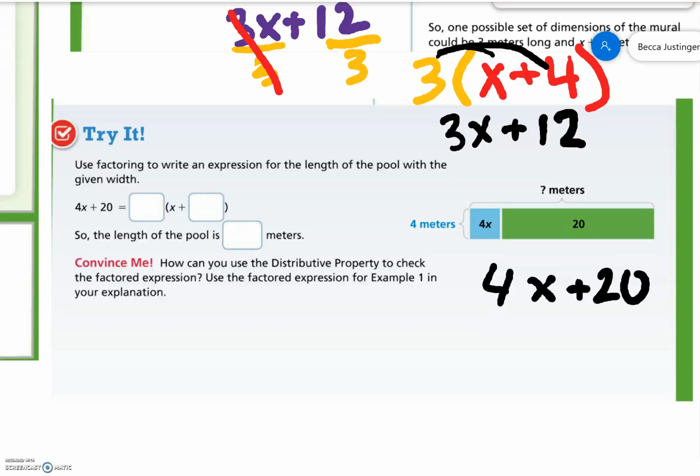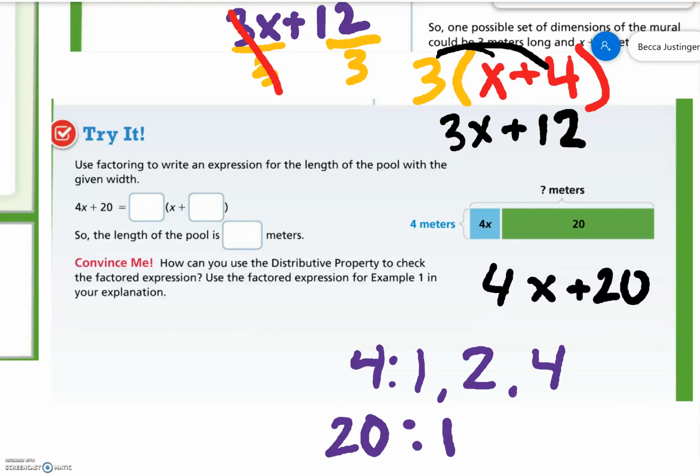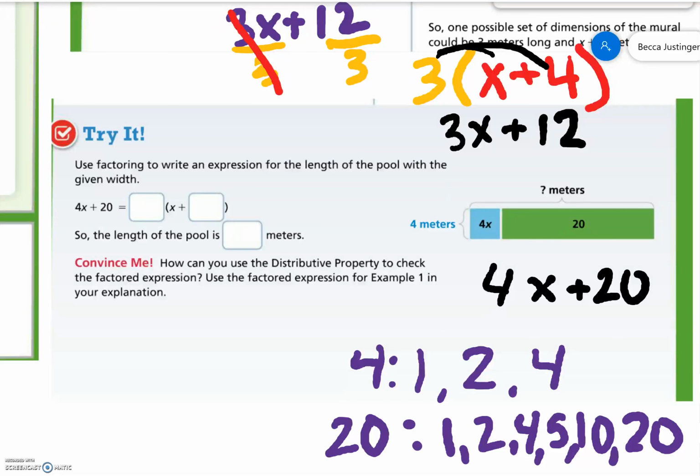I'm looking at these two numbers, 4 and 20. Well, they're both divisible by 2, but they're also both divisible by 4. So you always want to take the greatest common factor. If you're not sure, you can write what's called a factor rainbow. So I know 4 is 1 times 4 and 2 times 2. So 1, 2, and 4 are my factors of 4. 20 is 1 and 20, 2 and 10, and 4 and 5. So those are all my factors of 20.